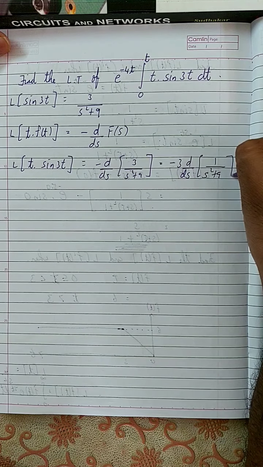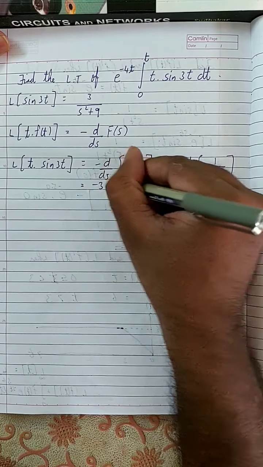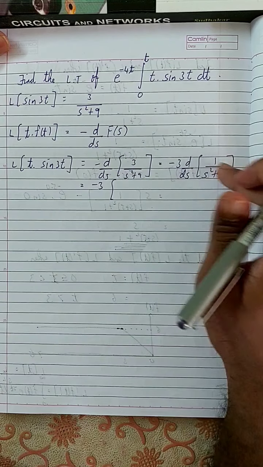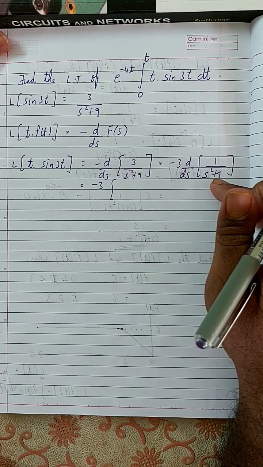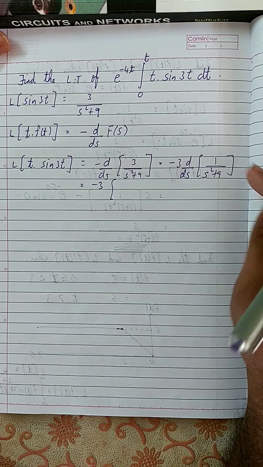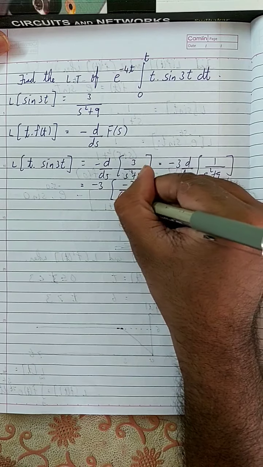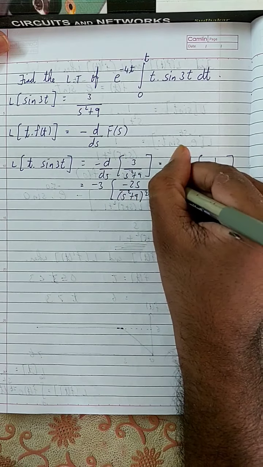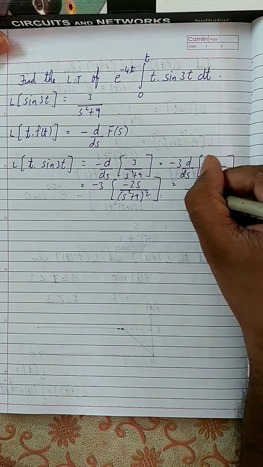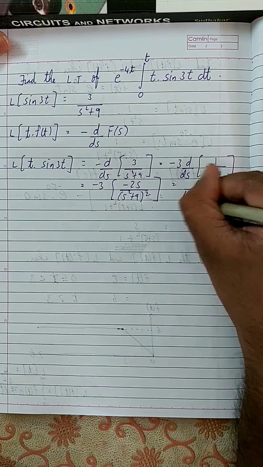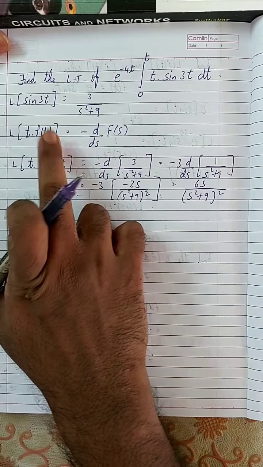This is equivalent to minus 3 into, now what is the differentiation of this? The differentiation of s square plus 9 becomes 2s plus 0, so it becomes minus 2s by s square plus 9 the whole square, or this is equal to 6s by s square plus 9 the whole square. This is the Laplace transform of this. Using this problem, I used multiplication by t.